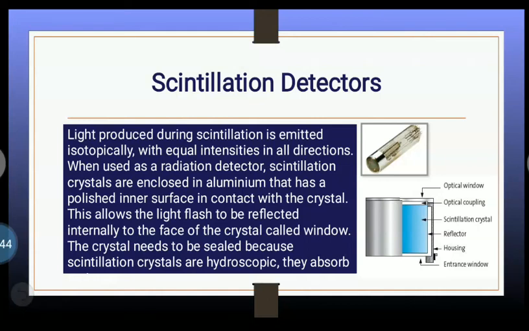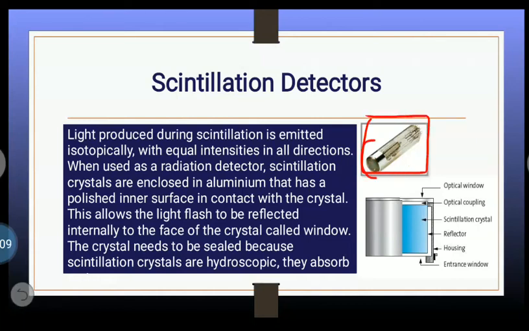So, light produced during scintillation is emitted isotropically, meaning with equal intensity in all directions. So, when it is used as a radiation detector, scintillation crystals are enclosed in an aluminum casing that has a polished inner surface in contact with the crystal. This allows the light flash to be reflected internally to the face of the crystal called the window. Okay, so if you notice, this is a typical example of a scintillation detector.